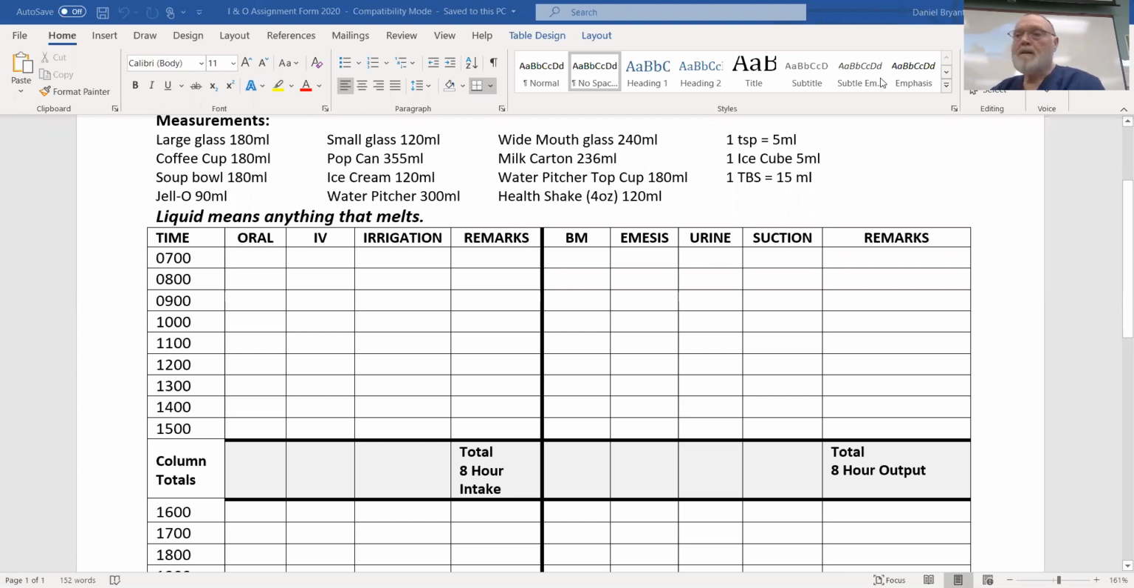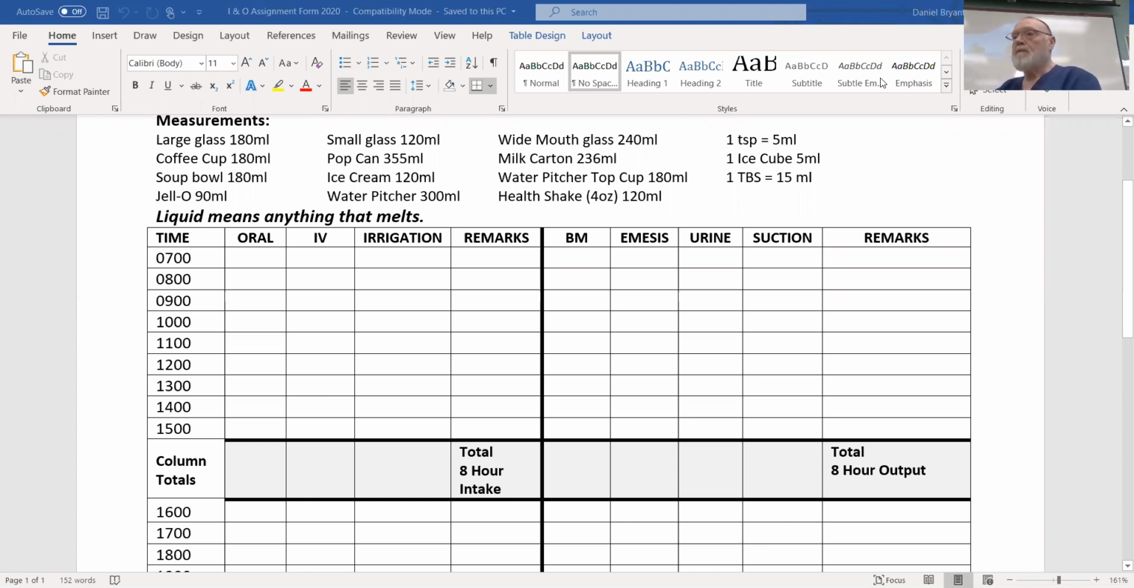We have a scenario here, Mr. Tom Smith. That scenario is going to be the one we're going to use for INO. You'll be able to access that on My IoT.